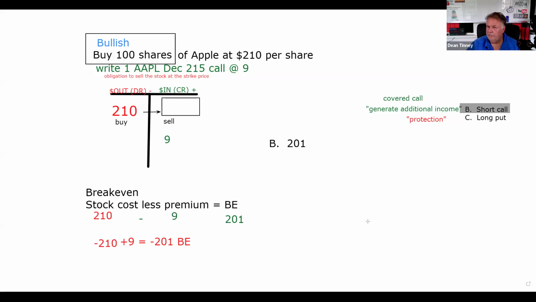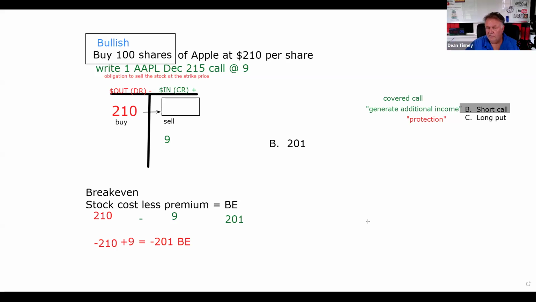Or they might just give you the position. Your customer buys 100 shares of Apple at 210 and writes one Apple December 215 call at 9. What is the break even? Now, we said you can either memorize that. Now, I always warn people, if you start memorizing stuff, it's perfectly okay to do that. But the stuff you're going to have to memorize is going to continue to compound. Right? If we can get to the point of understanding, then you don't memorize anything.